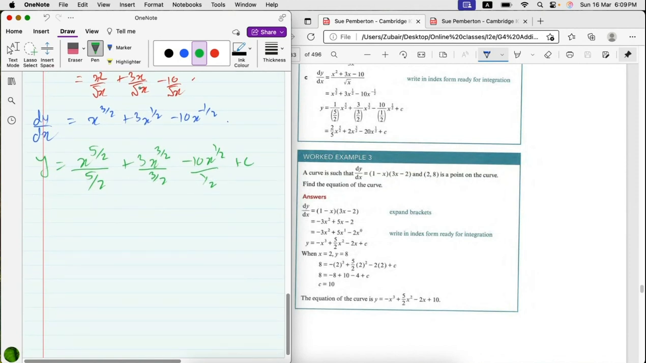And now the simplification part. So this is basically 2x to the 5 by 2 over 5, plus the 3s just cancel out, that's 2x to the 3 by 2, minus 20x to the 1 by 2, plus c.